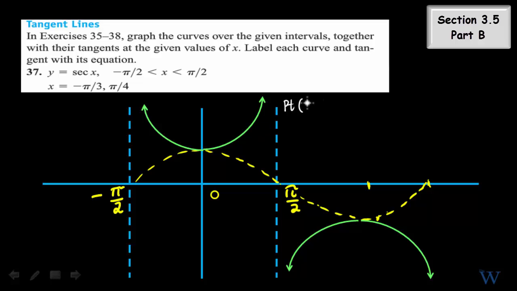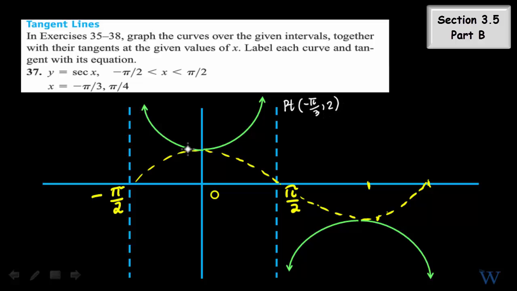When x is equal to minus pi over 3, what is the secant of minus pi over 3? Well, what is the cosine of minus pi over 3? That's in the fourth quadrant, and so what's the cosine? It's positive. Remember, pi over 3 is a 60-degree angle, so what's the cosine of a 60-degree angle for your reference? It's 1/2. So take the reciprocal, you get 2. So that means the secant of minus pi over 3 is 2.